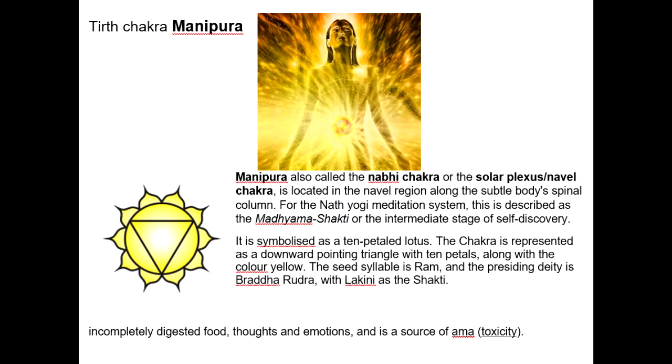Third chakra, Manipura. Manipura, also called the Nabhi chakra or the solar plexus/navel chakra, is located in the navel region along the subtle body's spinal column. For the Nath Yogi meditation system, this is described as the Madhyama Shakti or the intermediate stage of self-discovery. It is symbolized as a 10-petaled lotus. The chakra is represented as a downward-pointing triangle with 10 petals, along with the color yellow. The seed syllable is Ram, and the presiding deity is Bradarudra, with Lakini as the Shakti. Incompletely digested food, thoughts, and emotions, and is a source of ama, toxicity.